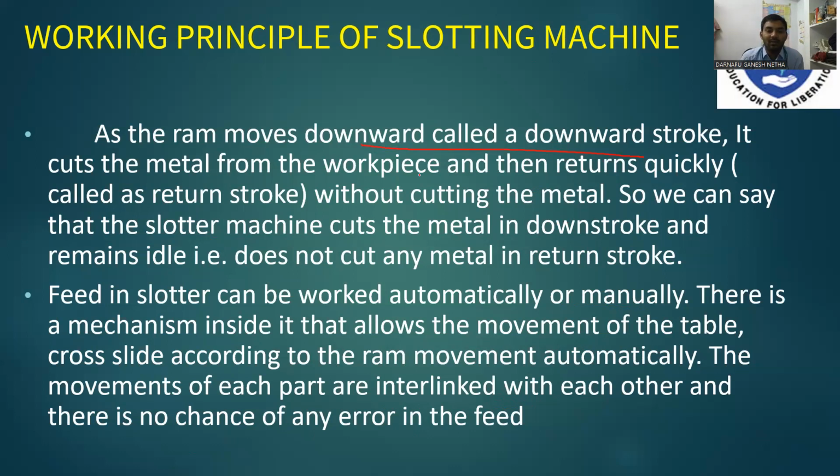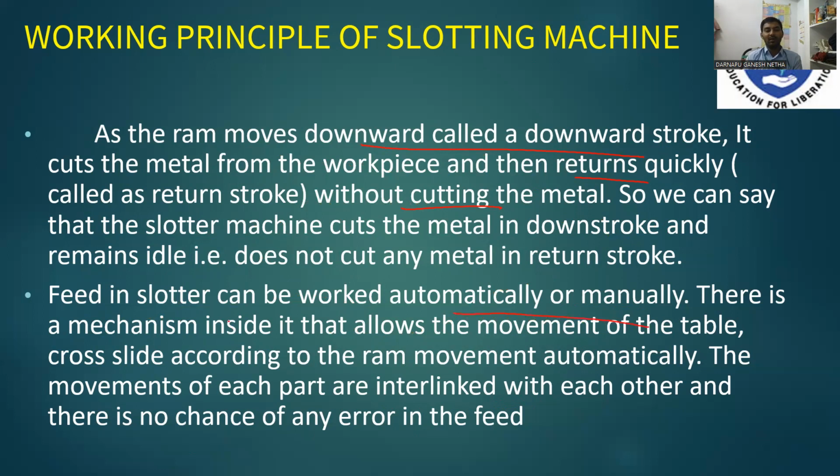It cuts the metal in the workpiece and returns quickly without cutting the metal. So we can say that a slotting machine cuts the metal in the downward stroke and remains idle, not cutting any metal, in the return stroke. Feed in the slotting machine can be worked automatically or manually.